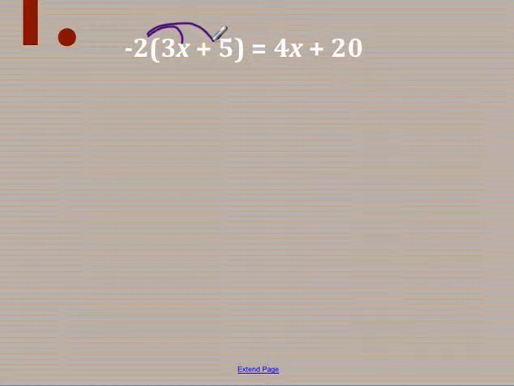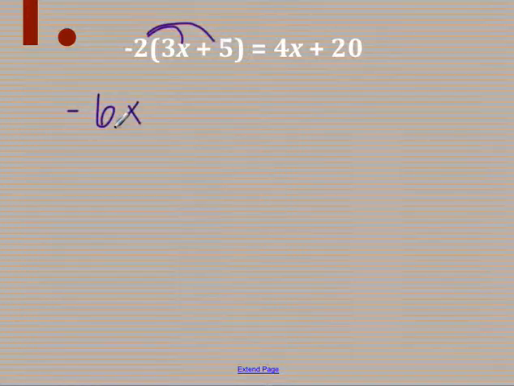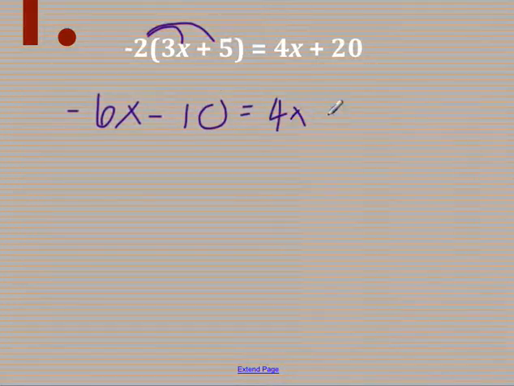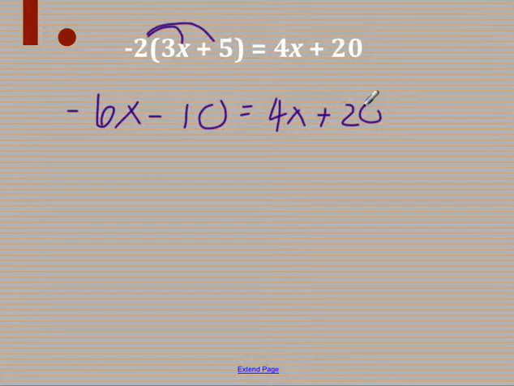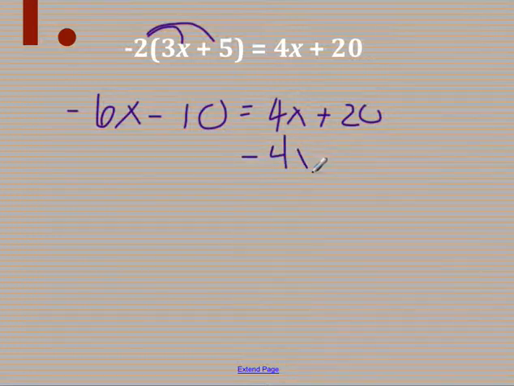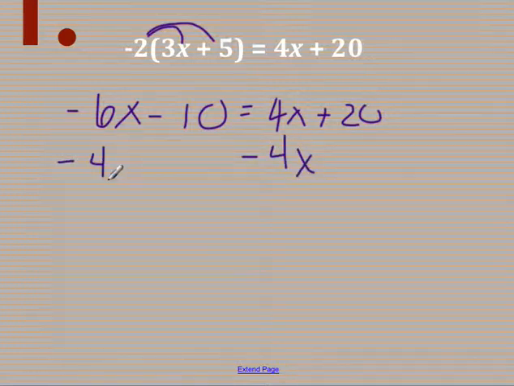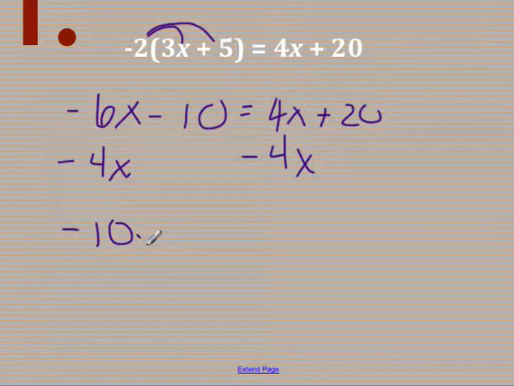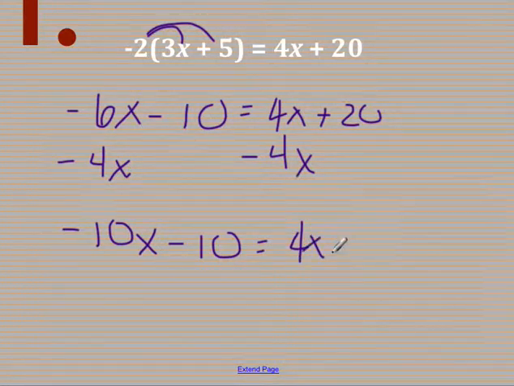So we need to distribute. Negative 2 times 3 is a negative 6x. Negative 2 times 5 is a negative 10. On the other side, we have 4x plus 20. What I want to do first is get my x's on the same side. It doesn't matter which x's I bring over where. Since that's a positive 4x, I'm going to subtract 4x from both sides. Negative 6x minus 4x gets more negative, because when you add two negative numbers together, it gets more negative. So I get negative 10x minus 10 is equal to, oops, I don't have that 4x anymore, is equal to 20.